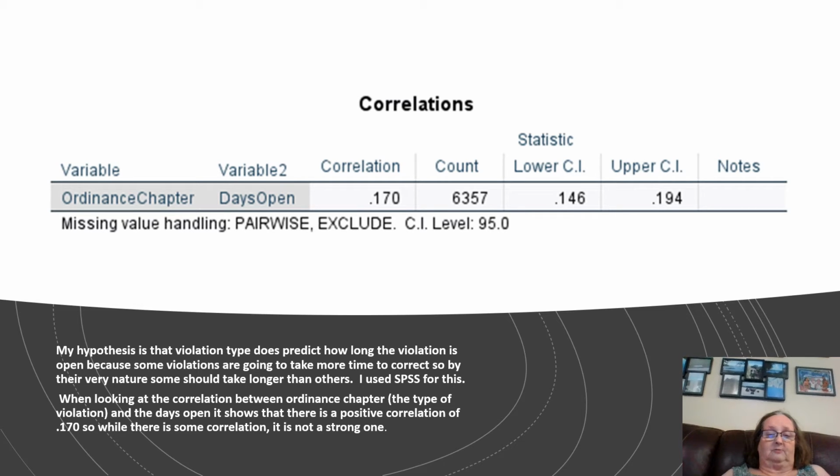When looking at the correlation between ordinance chapter, which is the type of violation, and the days open, it shows that there is a positive correlation of 0.170. So while there is some correlation, it is not a strong one.